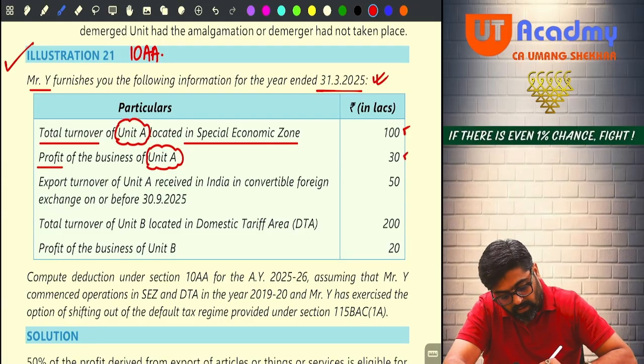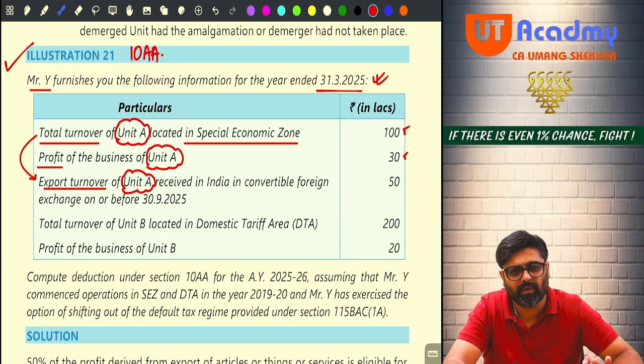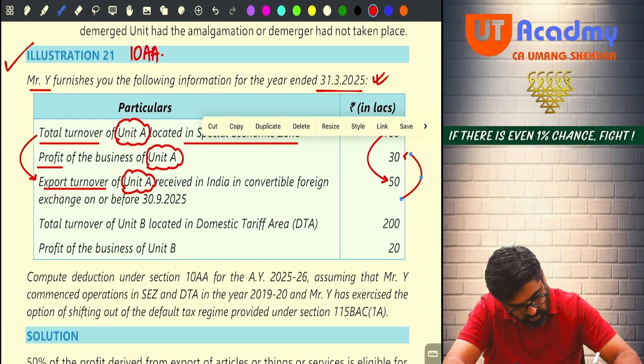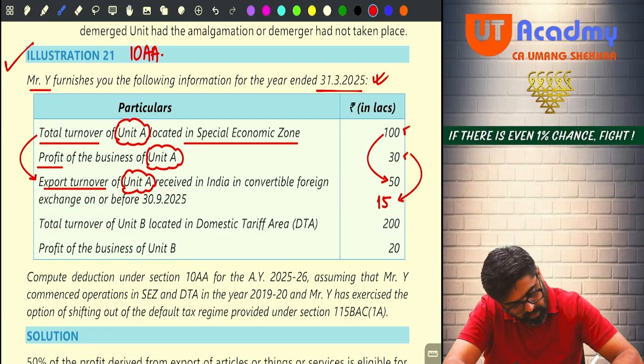Next one, out of the total turnover, how much is the export turnover? It is given. Export turnover of unit A, which is received in India in convertible foreign exchange on or before 30th September 2025. No problem. We just have to see how much is the export profit. Now export turnover out of 100, 50 is export turnover. So can I say out of 30, 15 will be your export profit.